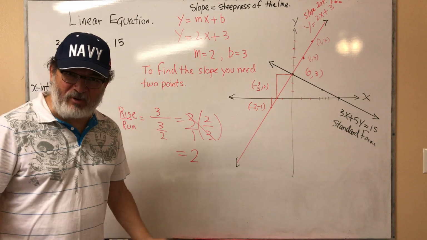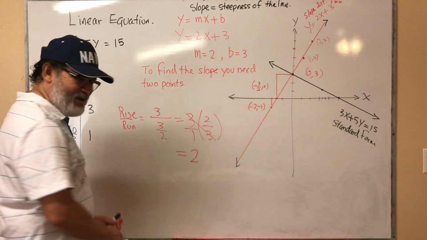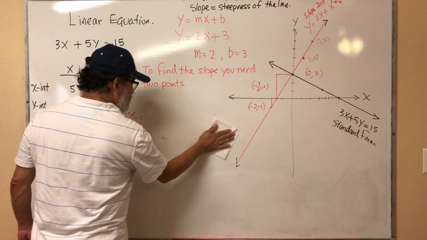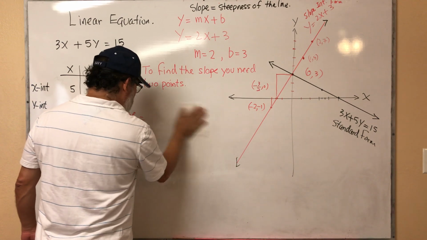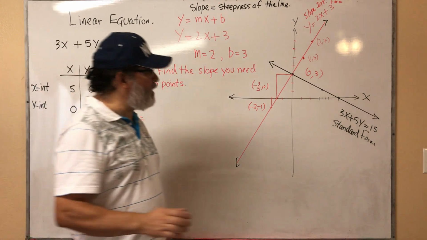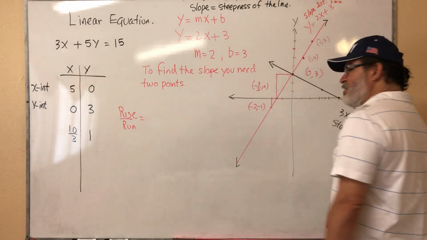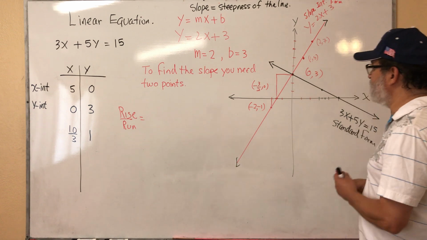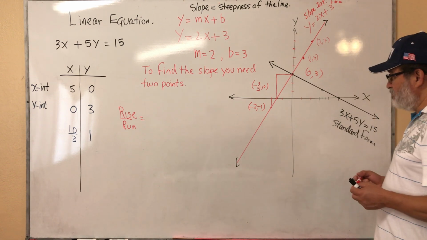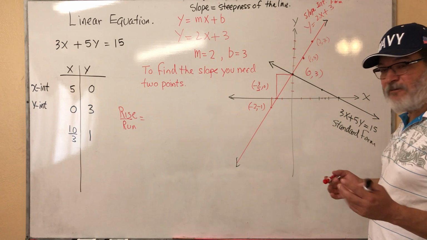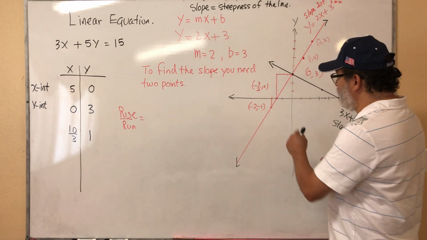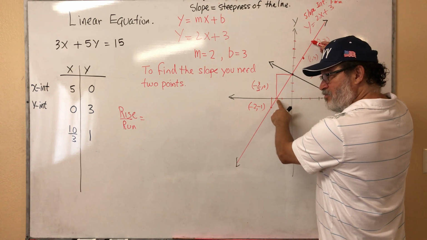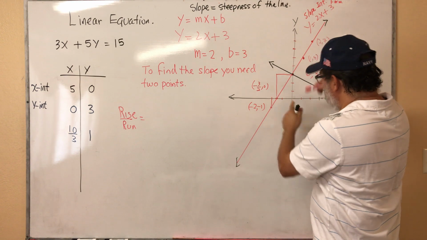Okay, you want to pick 2 different points? Sure. Let's pick 2 different points. You're going to get 2. If you do it right, you're gonna get 2. Which point do you wanna pick? The point needs to be on the red line, okay? Any 2 points. Which one? You tell me. You want to go from this point to this point? Sure.